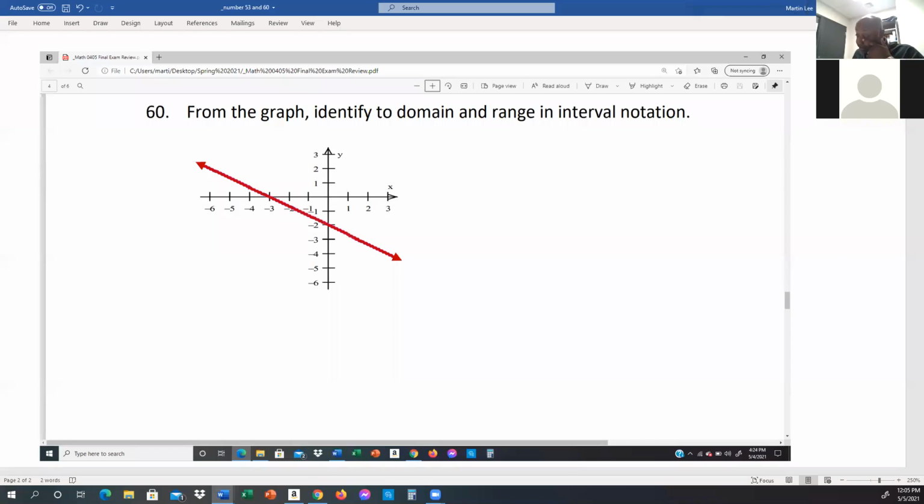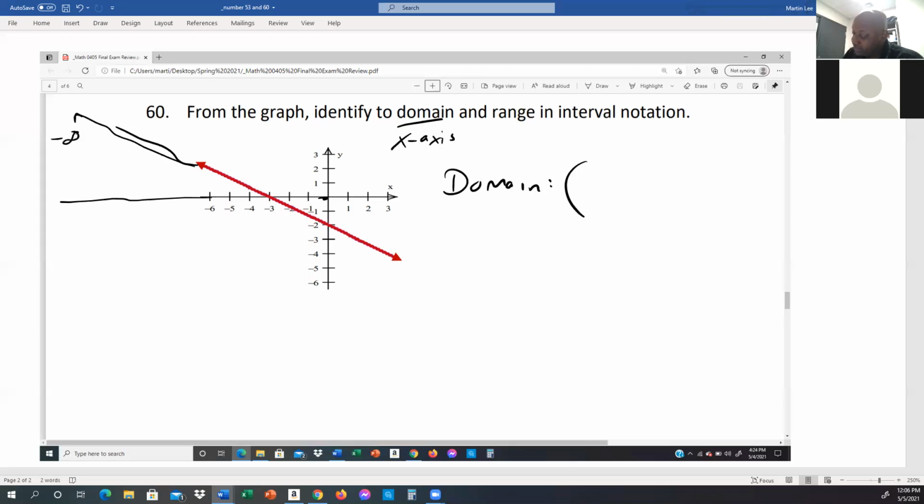Okay, last one, number 60. From the graph, identify the domain and range in interval notation. I love these kind of graphs. So these are some of the easiest ones because we have a line that extends infinitely in both directions. So for the domain, I look at the x-axis. Well, my smallest x value, if I keep going to the left on the x-axis, this graph keeps going all the way to negative infinity.